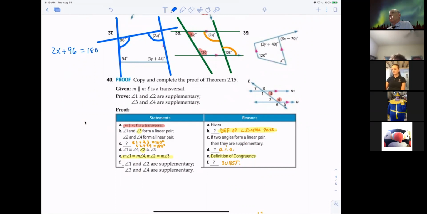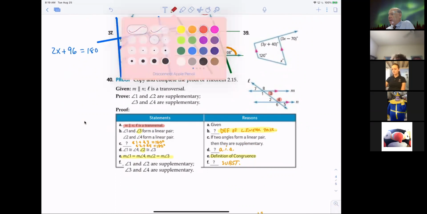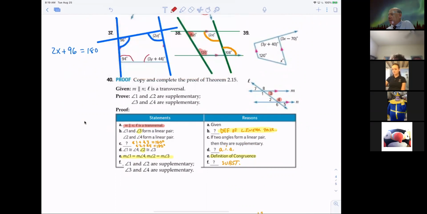Anybody have any problems? And then, of course, these two angles down here are also what? Yeah, they're also supplementary. Because they're what? Consecutive interior angles. So again, that would be 3y plus 44 plus 94 equals 180. Everybody good with that? Any questions?